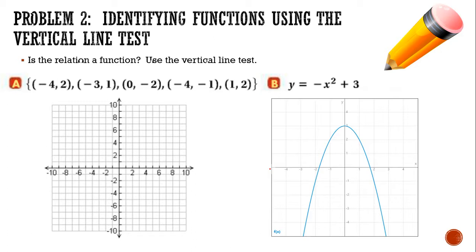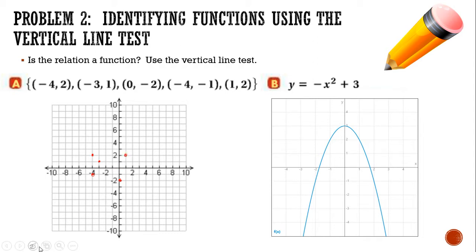Now, the vertical line test. This is a way to look geometrically and not algebraically to see if you have a function. So, we're going to first want to plot these points. I have -4, 2. So, -4 and a +2. Got a dot there. -3, 1. So, I have -3, 1. Put a dot there. 0, -2. That's kind of a silly dot right there. -4, -1. So, I got -4, -1. That's a dot right there. And 1, 2. 1, 2.